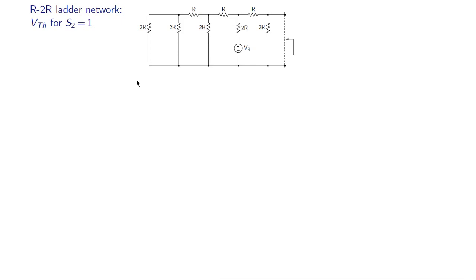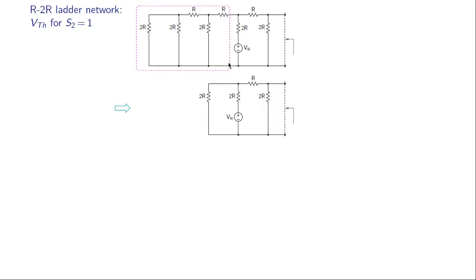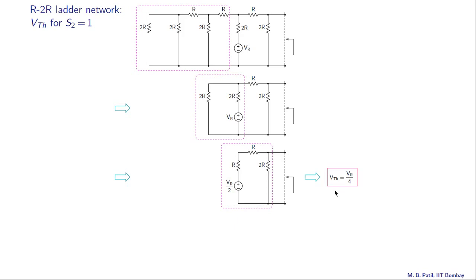Next, let us consider S2 equal to 1 and all other bits equal to 0. So the voltage supply is here now. To begin with, we can combine all these resistors. 2R parallel 2R is R, R plus R is 2R, then 2R parallel 2R again is R, and R plus R is 2R. So this entire network is equivalent to a single resistance 2R. And now we can replace this network with RTH equal to R and VTH equal to VR by 2. And finally, we can replace this network by RTH equal to R and VTH equal to half of this, that is VR by 4. So that is our VTH as seen from there.